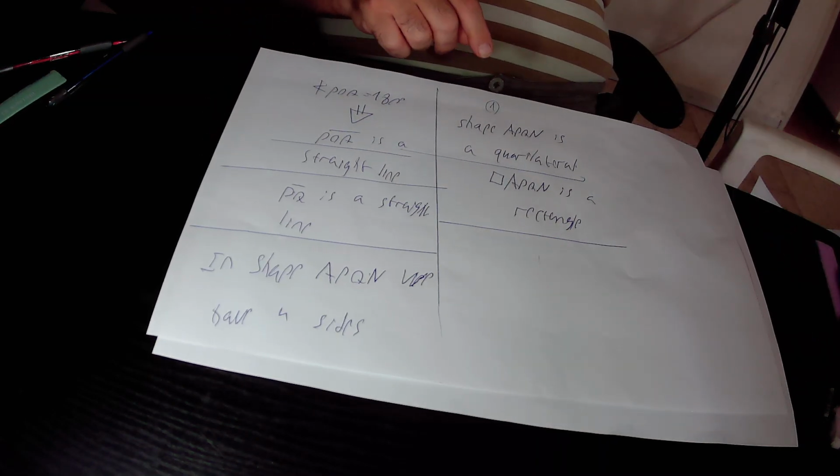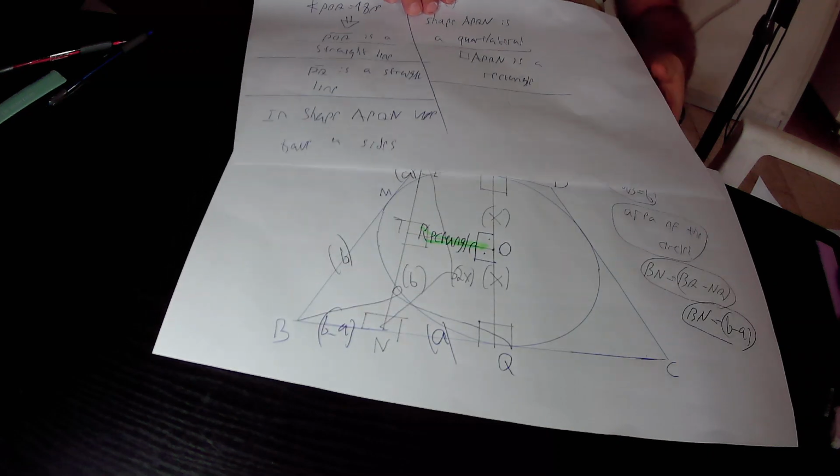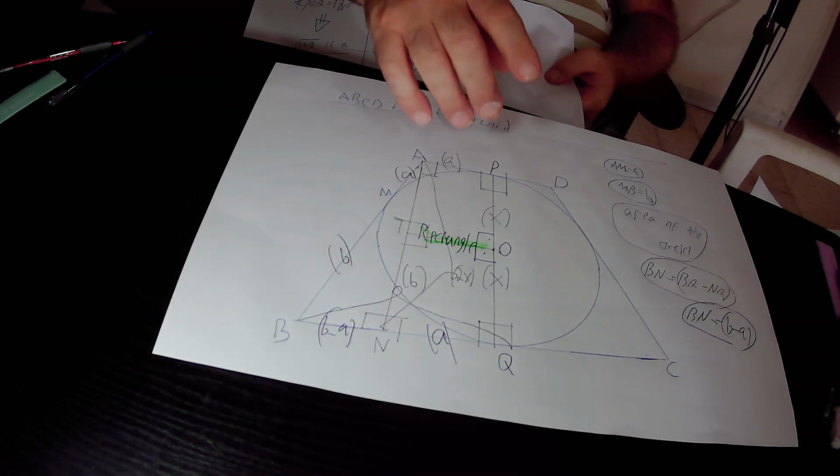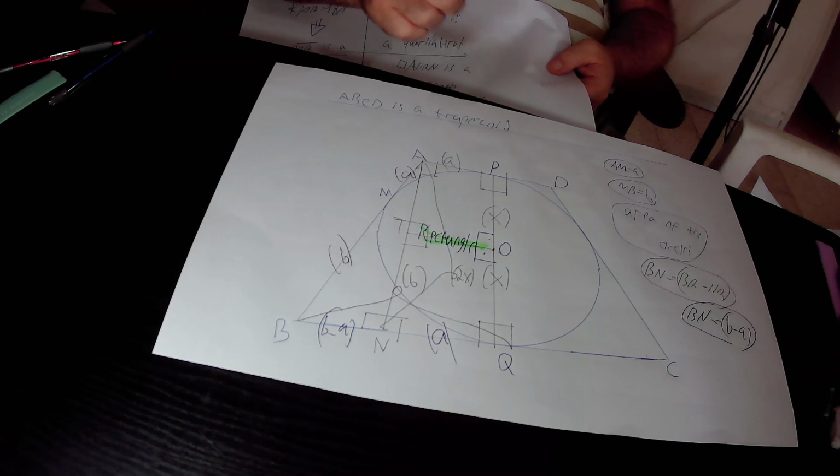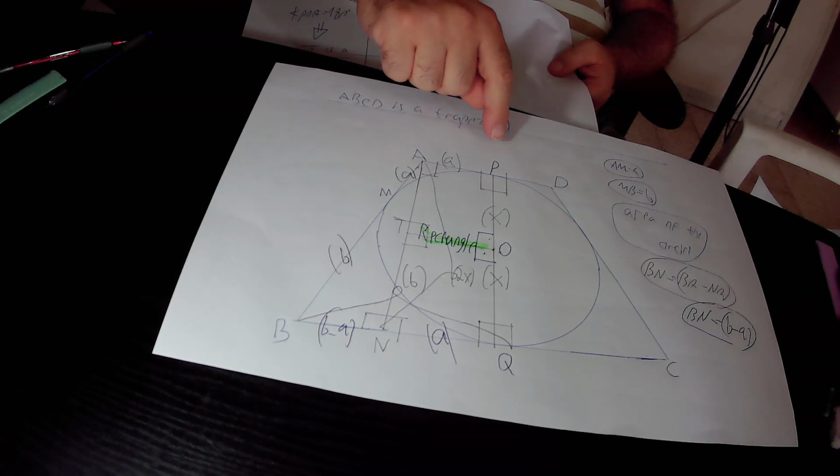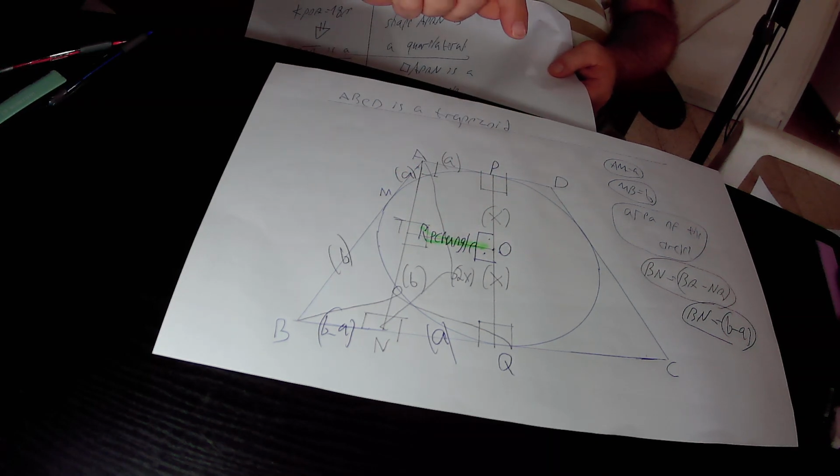And because quadrilateral APQN has 4 angles, according to rule 5, any quadrilateral that has 4 angles must be a rectangle if not a square. So we refer to this quadrilateral APQN as a rectangle because it has 4 angles.